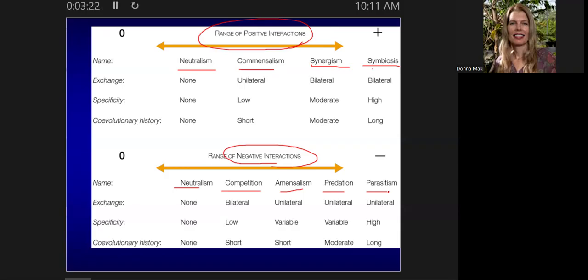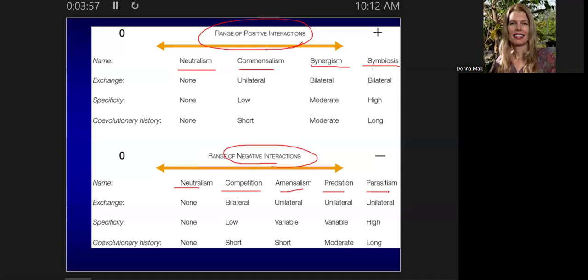But here you have symbiosis on the far right. Here they're showing bilateral, which means it's a win-win for both interacting organisms. And you can see that the co-evolutionary history of symbiosis is long. What they're meaning there is that there's been a lot of time for these two organisms to form this association and for it to be a true win-win in this case.